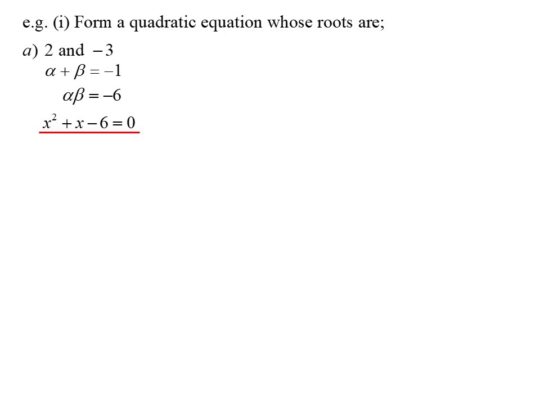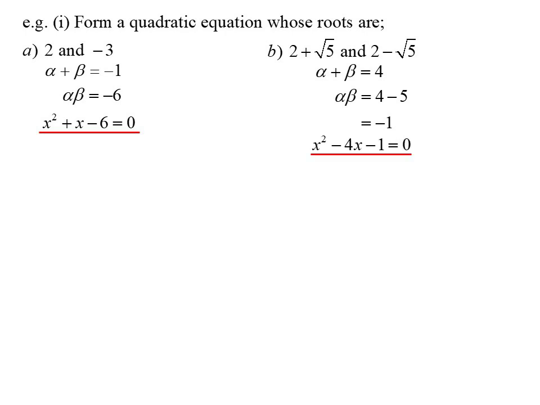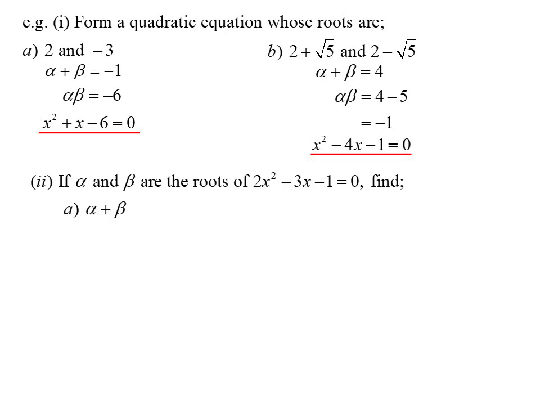And of course, it's very useful when the roots are irrational like this one: 2 plus root 5, 2 minus root 5. Because the sum of the roots, the irrational part cancels out, we get 4. The product, difference of 2 squares, we get minus 1, and so there's our equation. So we have played with that idea already, but we can now look at some other interesting problems.